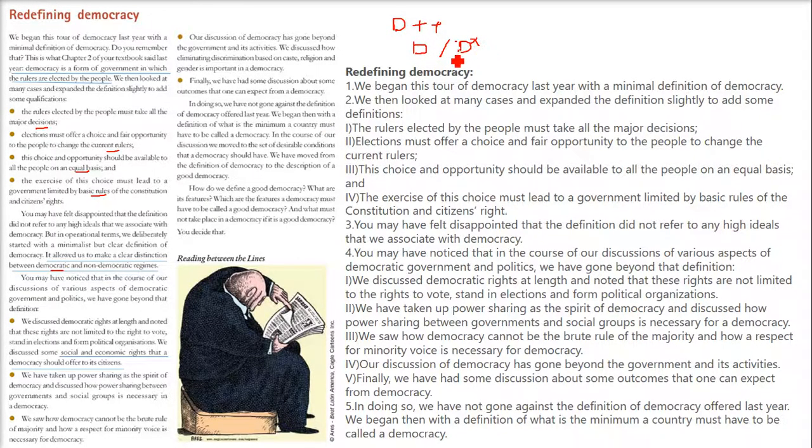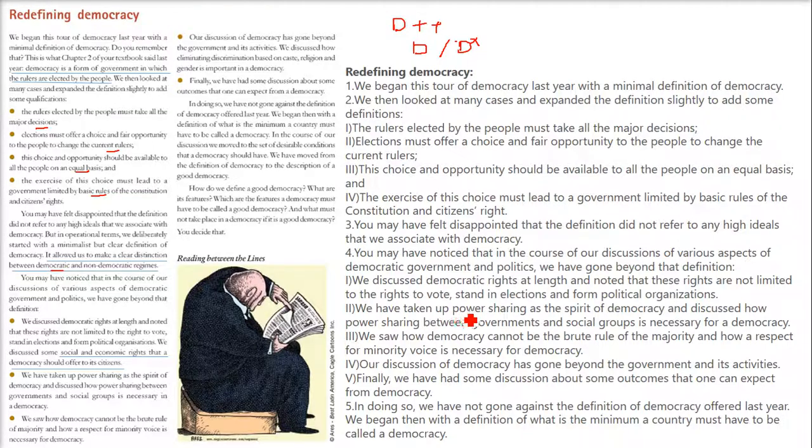Right? You must have noticed that in the course of our discussion of various democratic governments and politics, there are certain things which go beyond the definition. We discussed democratic rights at length and noted that these rights are not limited just to the right to vote, stand in elections, and form political organizations. They also include the social and economic rights that a democracy should offer to citizens. This is also very important.